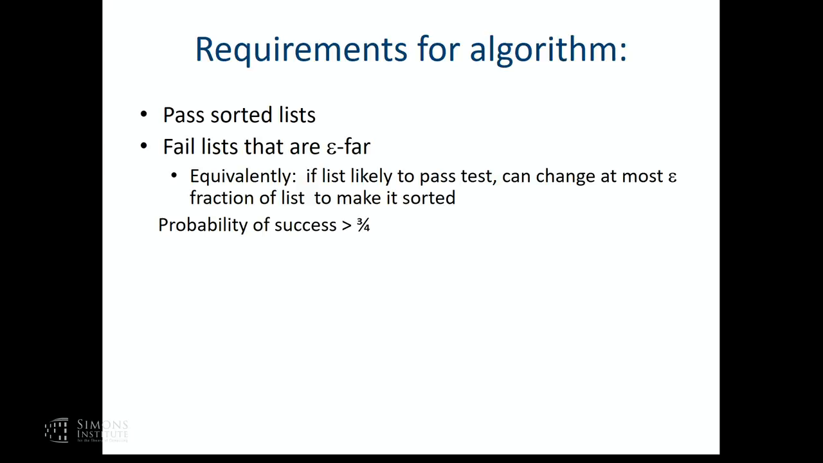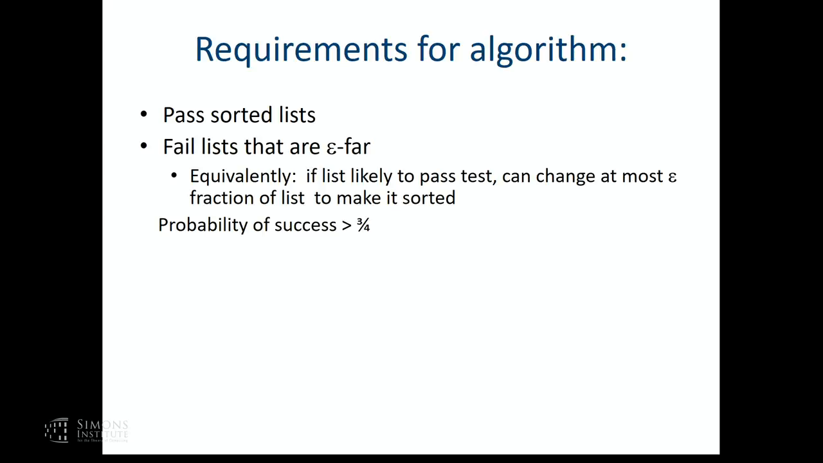In other words, what we said before was if the list is sorted, you should pass. And if the list is epsilon far from sorted, you should fail. Instead, what we're going to prove is if you're likely to pass, in other words, not fail, then it must be that you're close to sorted.